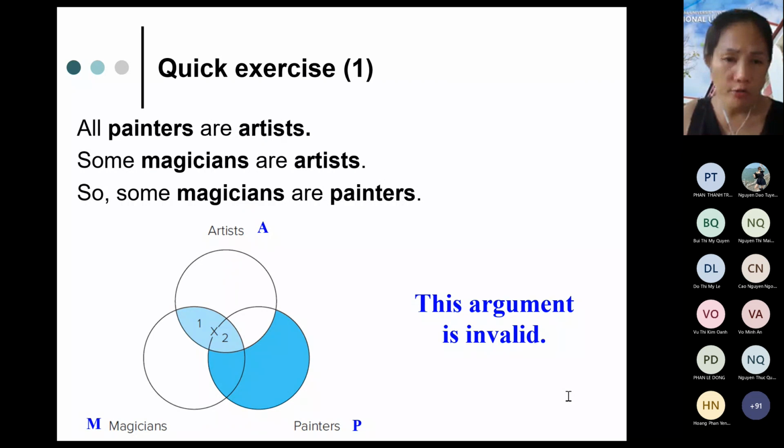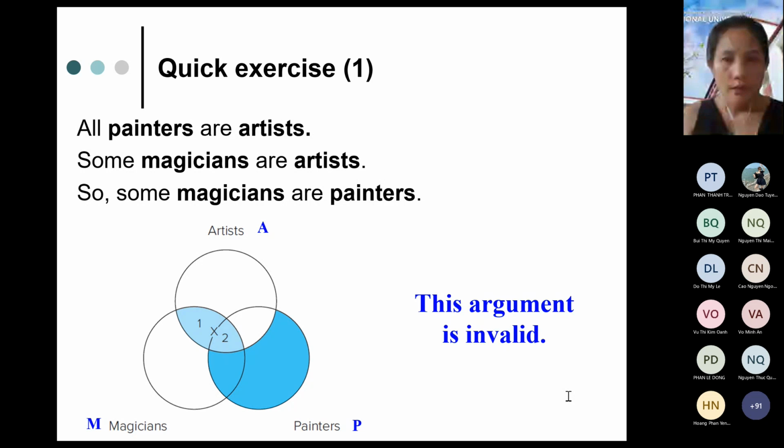I hope when you do the homework, you do the exercise, you practice more and you understand how to use this Venn diagram, okay? Because it takes part of the score in the midterm exam. It's also very much important for the midterm.